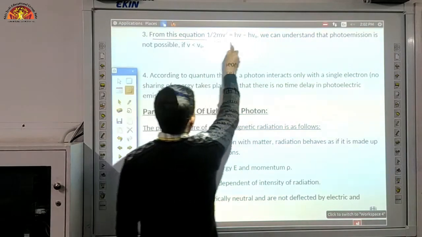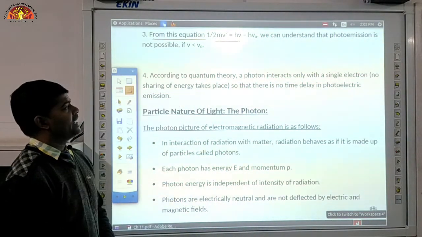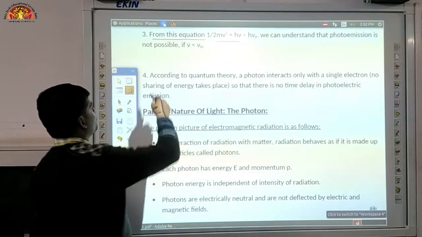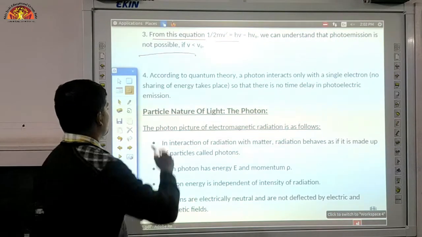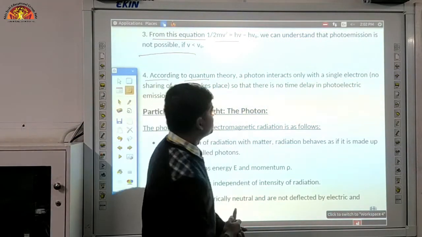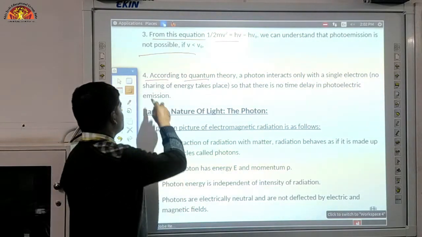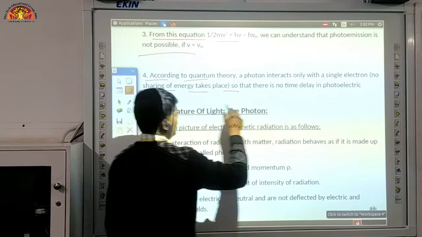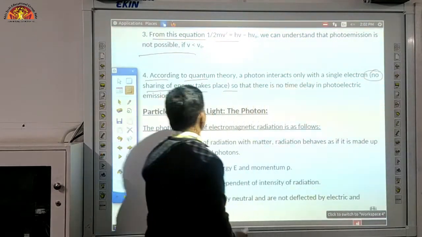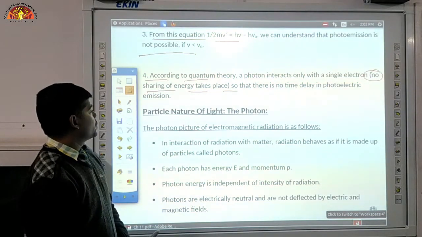Now from this equation that is half mv square equals h mu minus h mu naught, we can understand that the photo emission is not possible if mu is less than mu naught. Now come to the fourth one. According to the quantum theory, the photon interacts with a single electron so that sharing of energy takes place. Okay, now it means there is no sharing of electrons, so that there is no time delay in photoelectric emission.